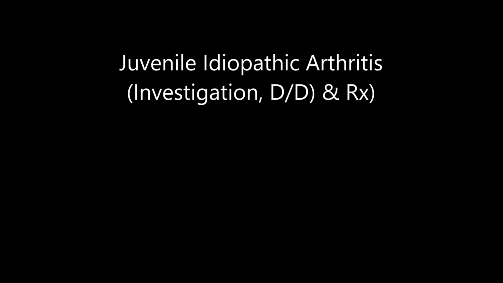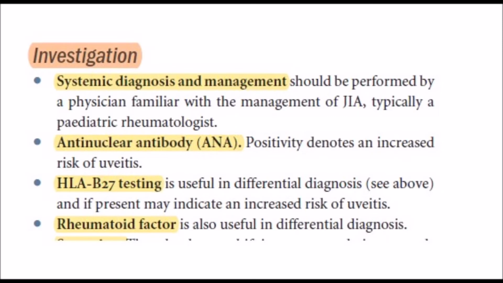The topic I'm going to discuss today is Juvenile Idiopathic Arthritis. This is the second lecture of the series, and we are going to discuss investigation, differential diagnosis, and treatment in these cases. So first of all, systemic diagnosis and management should be performed by a physician familiar with the management of JIA, typically a pediatric rheumatologist in association with a pediatric ophthalmologist.